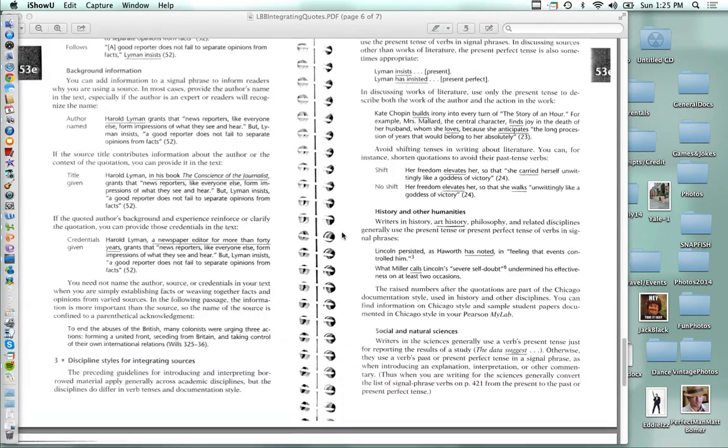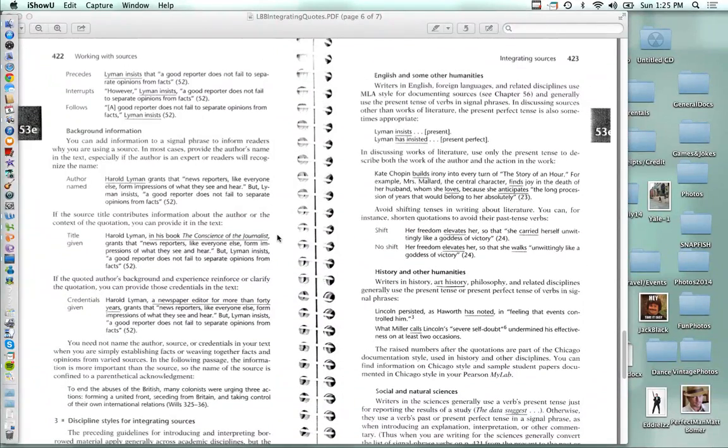Let's see, what else? Also, sentence structures are really important. This says "Harold Lyman grants that." For some reason, this really confuses students when you're asked to put in information about the source. It's the author's name, a mention here of the source that is being used. But notice here, this is a separate element: in his book, The Conscience of the Journalist. This is a prepositional phrase. It could go in the beginning: "In his book, The Conscience of a Journalist, Harold Lyman grants that."